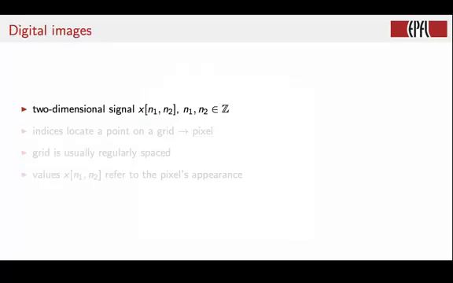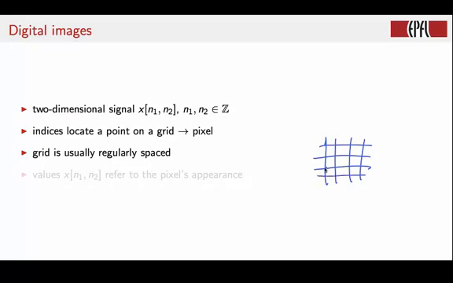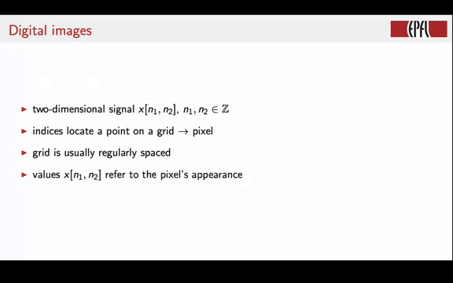But even behind a puppy, there's a hard mathematical reality, and so digital images can be expressed as a two-dimensional signal x[n1, n2], where n1 and n2 are integer indices, and each combination of n1 and n2 indicates a point on a grid. We know already from everyday life that we call these points pixels, as picture elements. Usually the grid is regularly spaced, so we have a regular arrangement of points on the grid, and the value of the signal at coordinates n1 and n2 refers to the pixel's appearance.